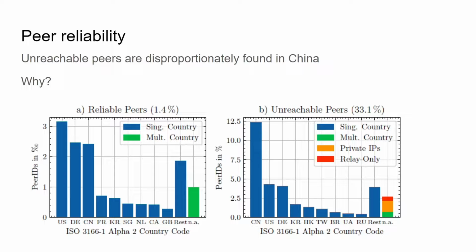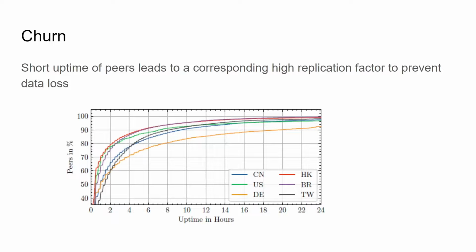Now, on the right, we can see that roughly a third of peers are never accessible at all, and thus could be considered leeches, to use BitTorrent terminology. These figures are much more uneven, with China having a much larger proportion of unreachable peers. Now, what is the reason for this? One possible explanation is the Great Firewall, which could act as a NAT for all nodes located in China.